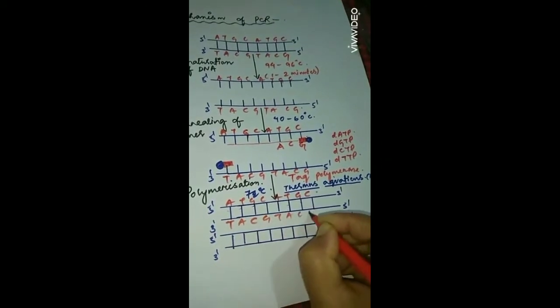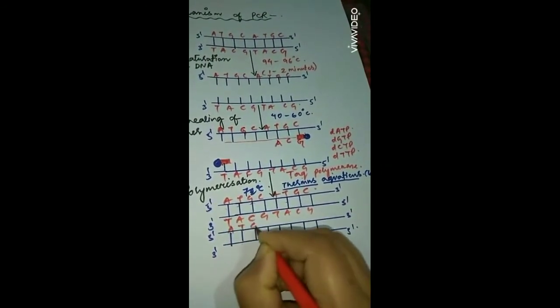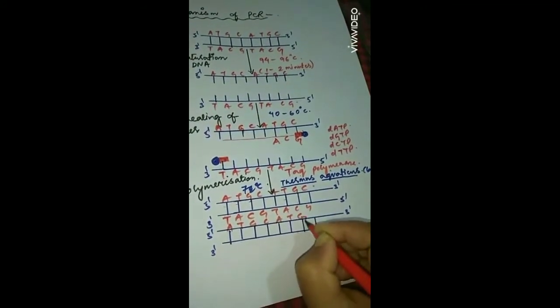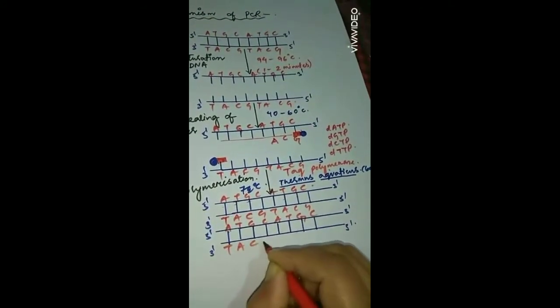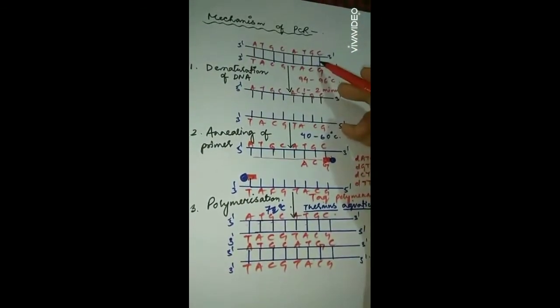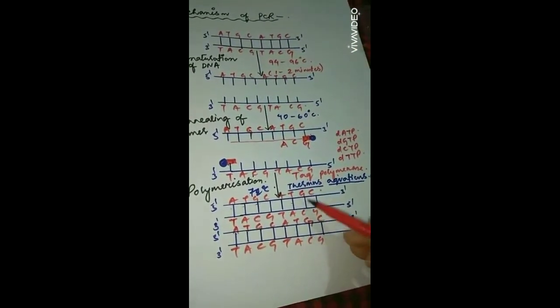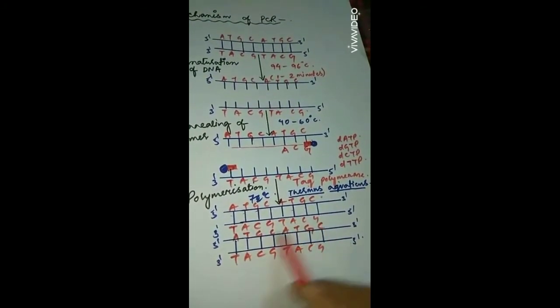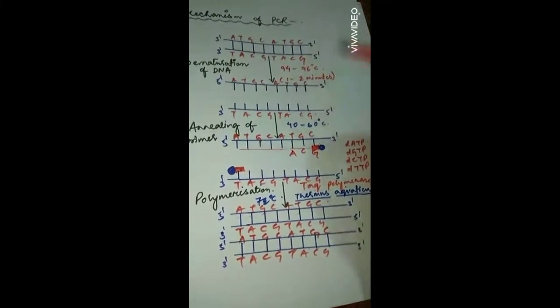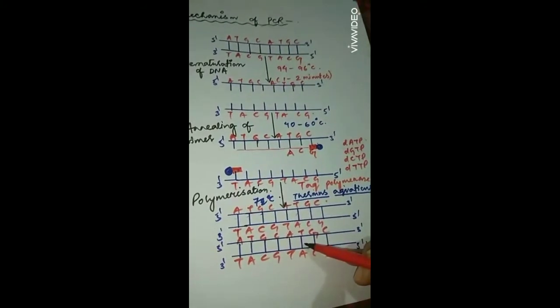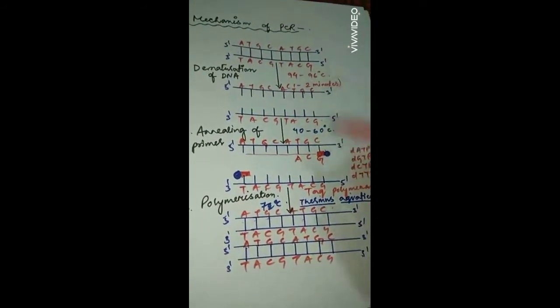TACG, and here also we will find ATGC. So these two were the parental strands from this molecule. Now with these two parental strands, by applying primer and the Taq polymerase enzyme, this is the new strand that was formed. So in that way, from this parent DNA molecule, we get two copies of DNA molecule which are the same as the parent DNA molecule.